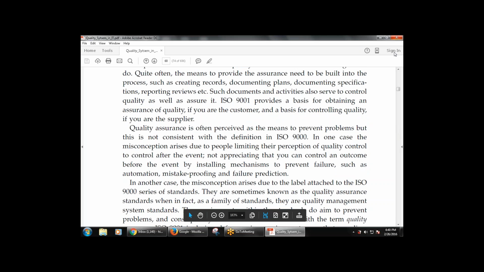And quality assurance is often perceived as a means to prevent problems, but this is not consistent with the definition in ISO 9000. This is a misconception that arises due to limiting the perception of quality control. The quality assurance methods are used by installing mechanisms. There are multiple mechanisms used to prevent failures. What are the mechanisms used? Such as automation, mistake proofing, and failure prediction.